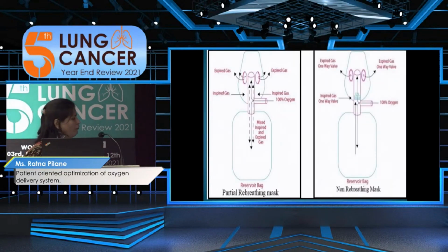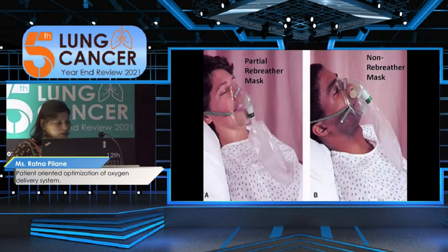This is the proper example of the partial rebreather mask and the non-rebreather mask. If you see, in the wall of the mask and the bag, there are two valves. One is for exhaled gas and one is for inspired gas. This mixes inspired and expired gas, which will not give you 100% oxygen, whereas the high concentration mask or non-rebreathing mask, which has only one valve, gives you 100% oxygen, which has only the exhaled gas here. It is a one-way valve. So this is the partial rebreather mask and this is the non-rebreather mask. This is also called the high concentration mask.